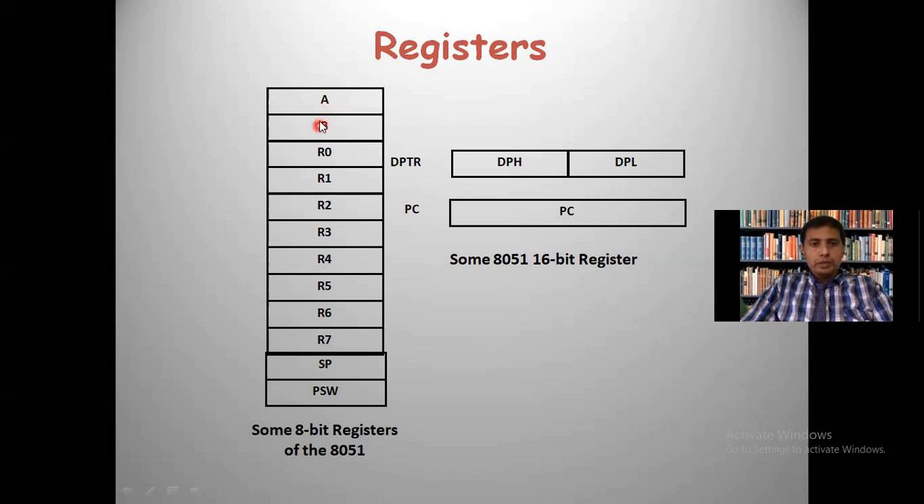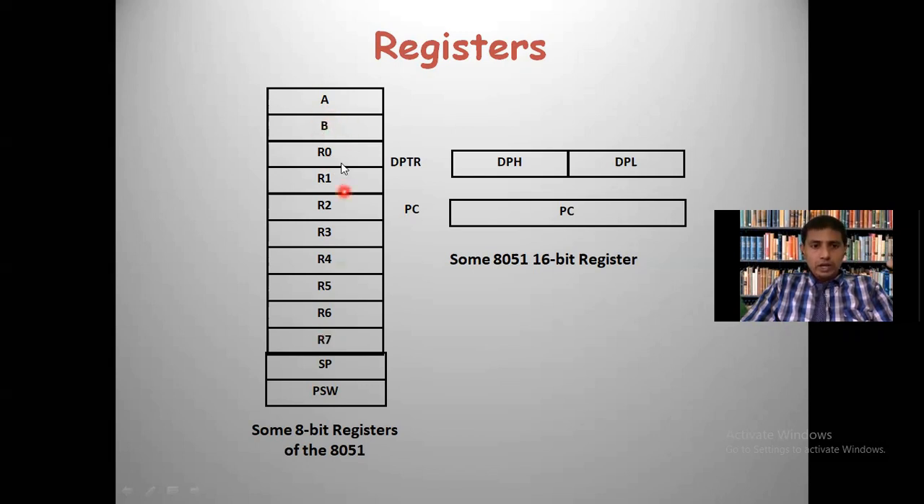Now coming to the B register. The B register is another 8-bit register used for general operations. For all arithmetic and logical operations, we need one register as a source operand. In that case, generally we use the B register, preferably for all general operations.